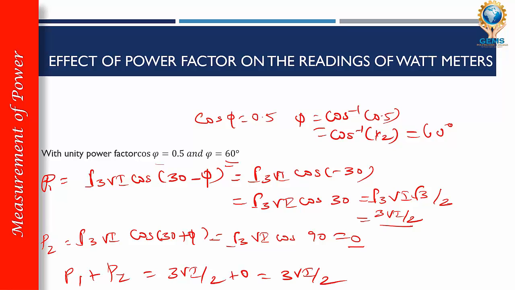So what is the inference I get from this equation? When the power factor is 0.5, one wattmeter reads 0 and the other wattmeter reads 3 Vi by 2, which is nothing but the total power. So when power factor is 0.5, one wattmeter will read the entire power value and the other wattmeter will read 0.